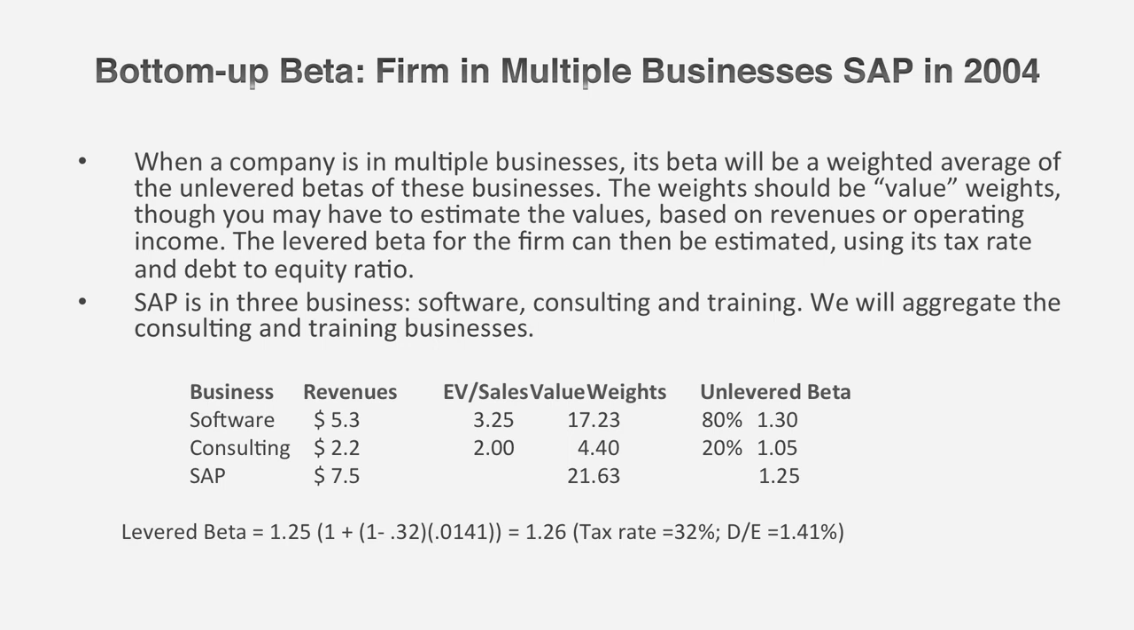One final step, so I looked up the debt-to-equity ratio for SAP, and SAP is not a company that uses a lot of debt. Its debt-to-equity ratio is only 1.4%. Using that debt-to-equity ratio and the German corporate tax rate, I came up with a beta for SAP as a company. That's my estimate for beta. That's what I would use if I were valuing SAP. I would not be using the regression beta.